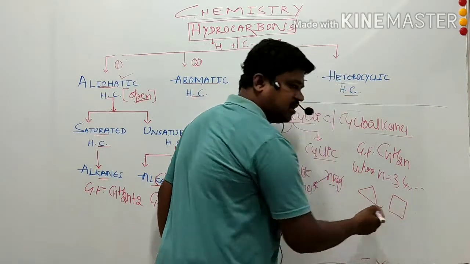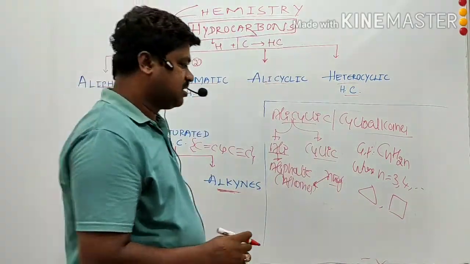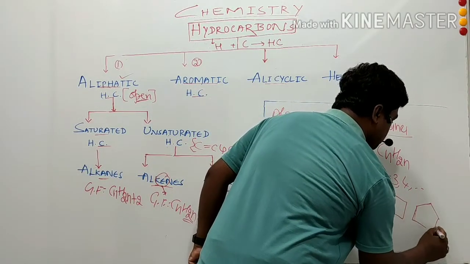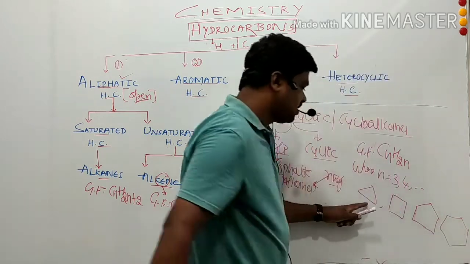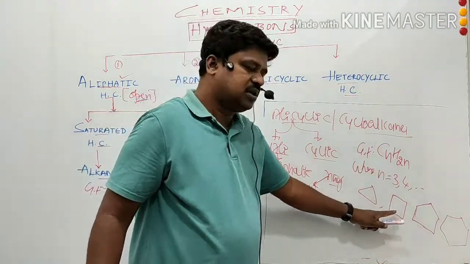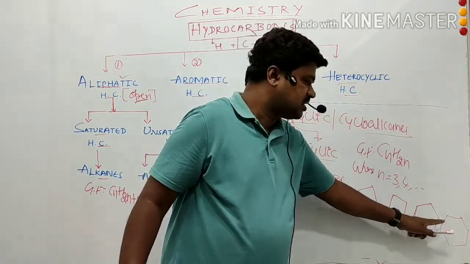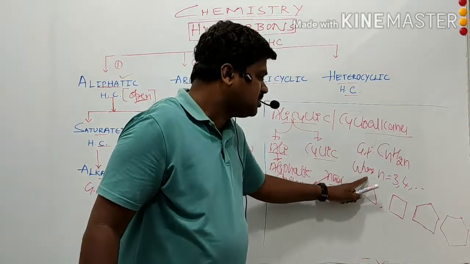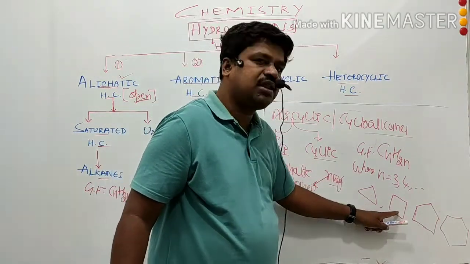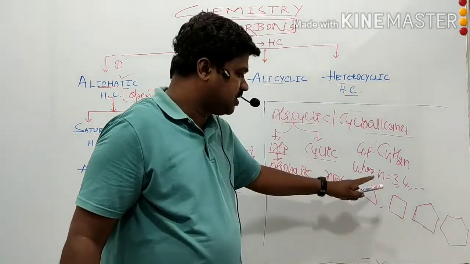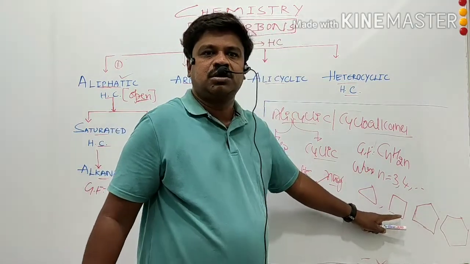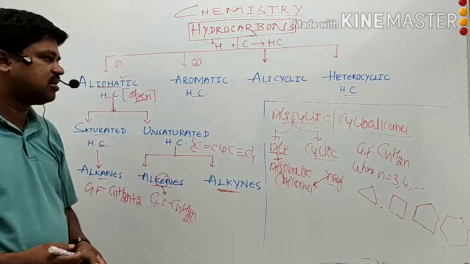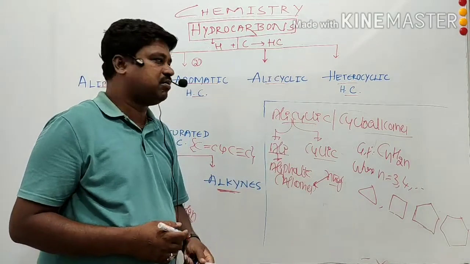Examples: we can write some geometrical symbols or diagrams like this. The names are cyclopropane, cyclobutane, cyclopentane, cyclohexane. All these names start with cyclo. If you see here, inside the cyclic structure, there are only single bonds between the carbons. That's why, though they contain cyclic structures, their properties are similar to single bond compounds, that is alkanes. Hence, they are called polycyclic compounds.